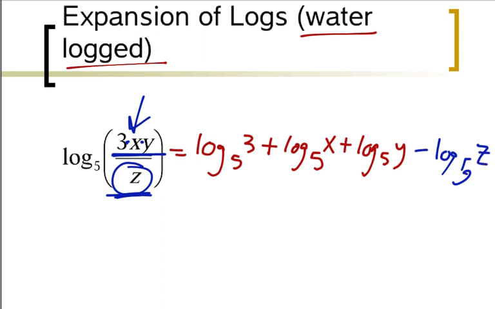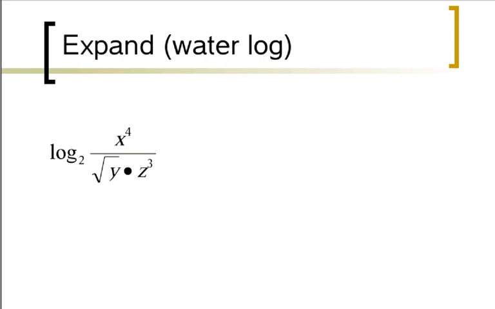Okay? Now what's happening is, for each number, each individual term in here, they all get their own log. It's just whether or not it's a positive log or a negative log, okay, with multiplication and division. Alright? Let's take a look at the next one.